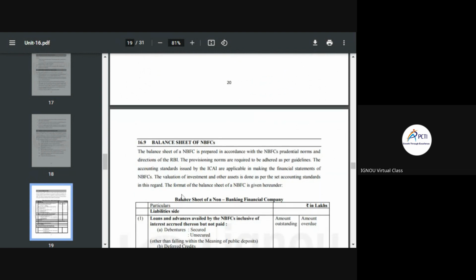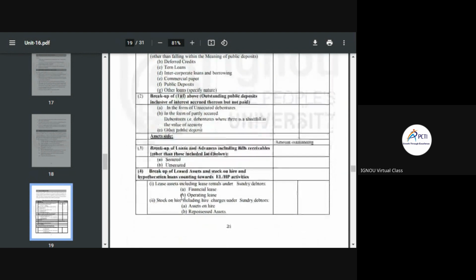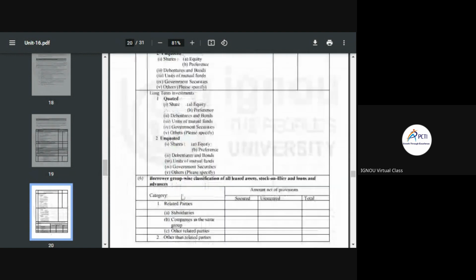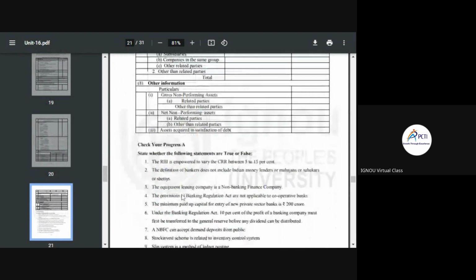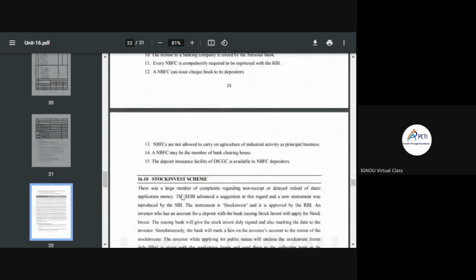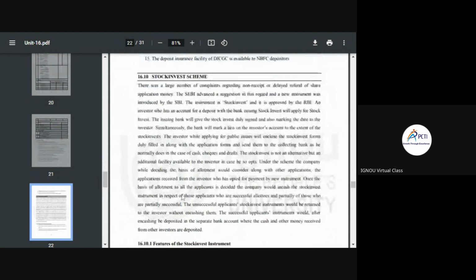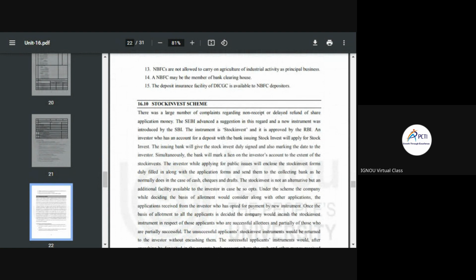Then we have the balance sheet of NBFCs. Like this, you can see it is the same as any other balance sheet, which will be shown to you. Then the next topic is the stock invest scheme.